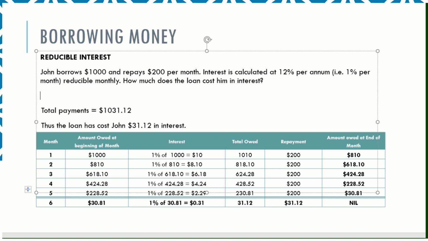I'm repeating this. Students always stop here. That is wrong. Your last payment also must pay interest. You understand? So you come down, it becomes 31.12.